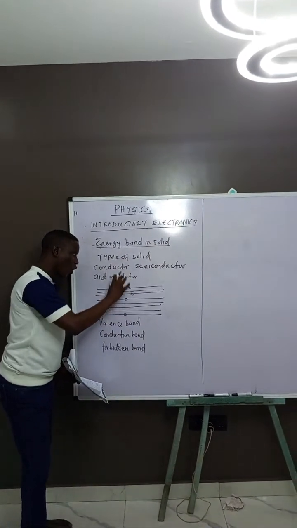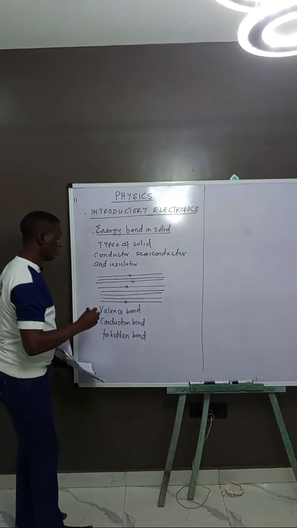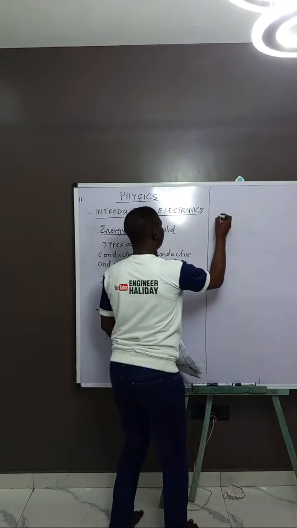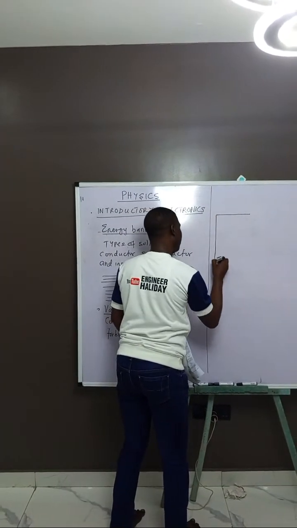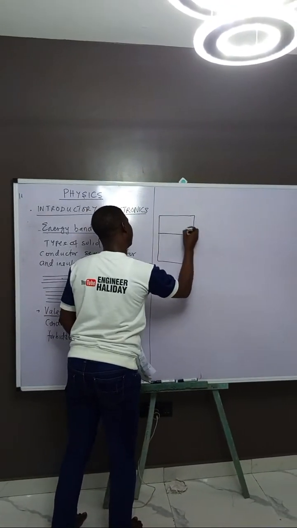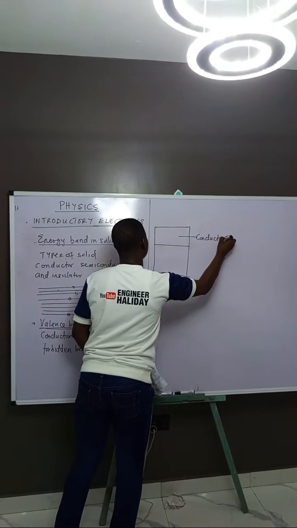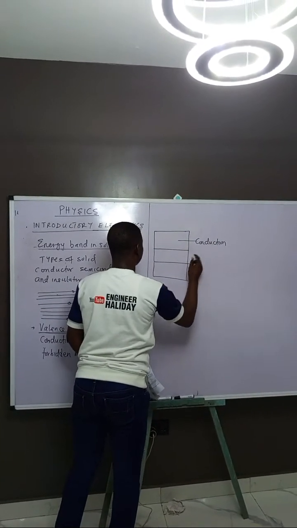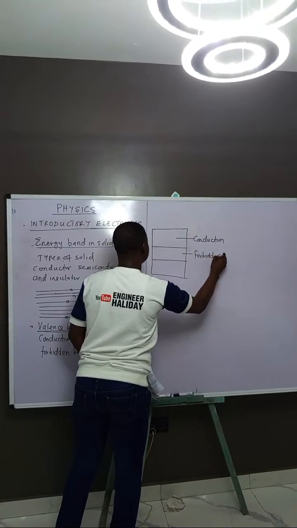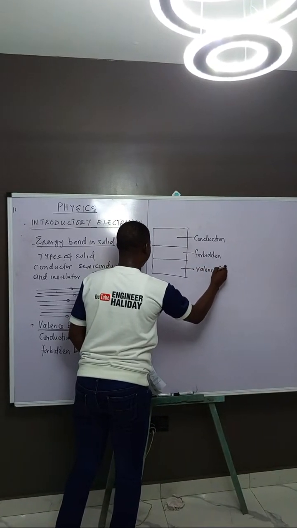Now, one thing I want you to understand about the valence band: let me make a sketch here of the three bands. Let's say the first band, we call it the conduction band. Then in between them, we have what they call the forbidden band. And we have the valency band, or the valence band.